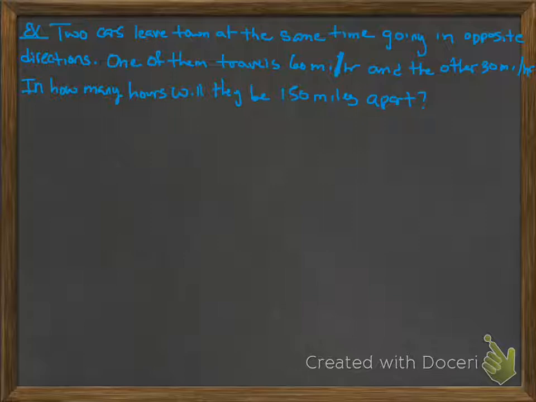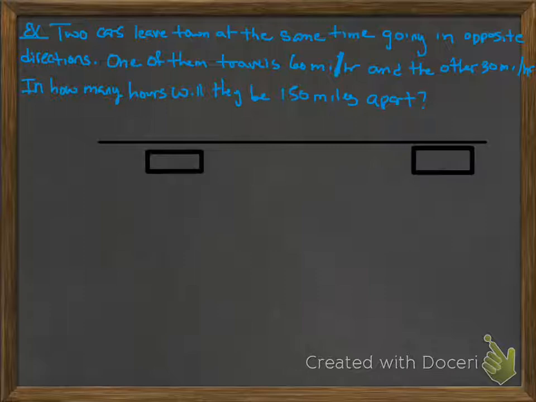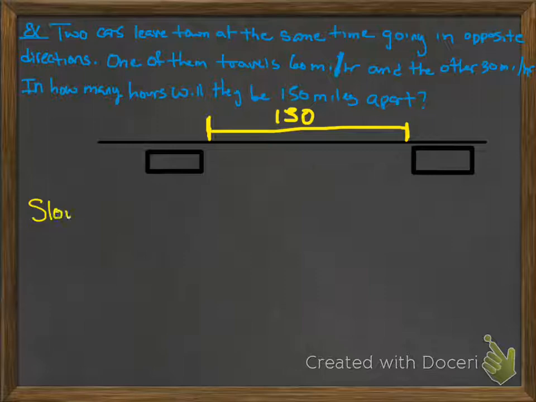So I kind of like to draw this out. I'm going to put little boxes for my cars. I have a car here and a car here. And I want to know when this distance right here will be 150. So I'm going to draw my diagram again. My diagram, I'm going to have the slow car and the fast car.